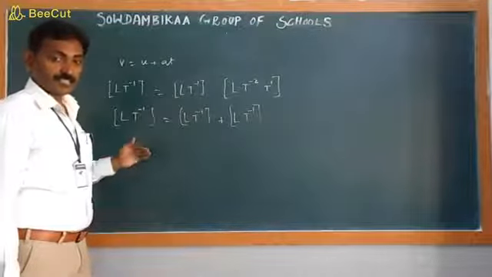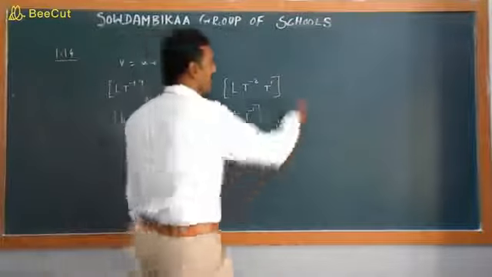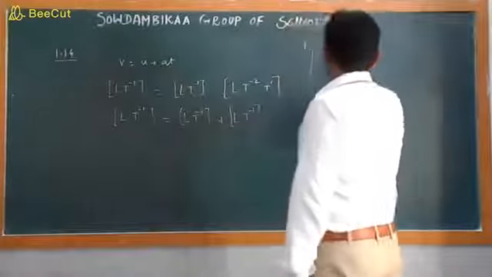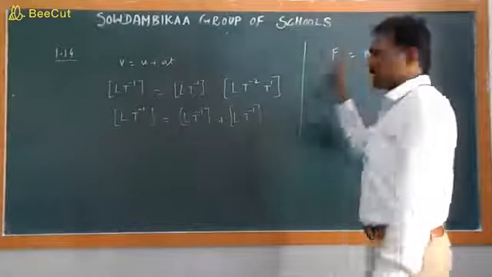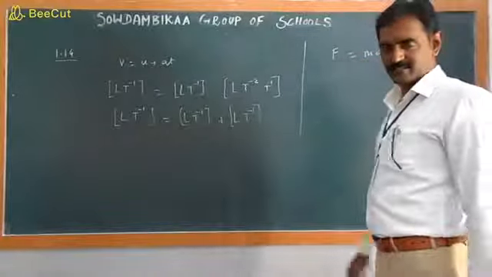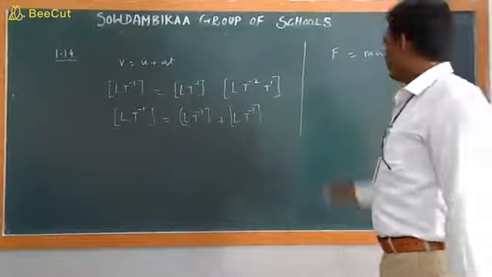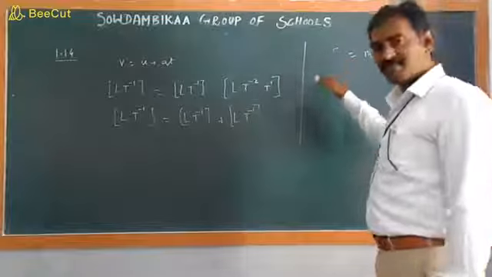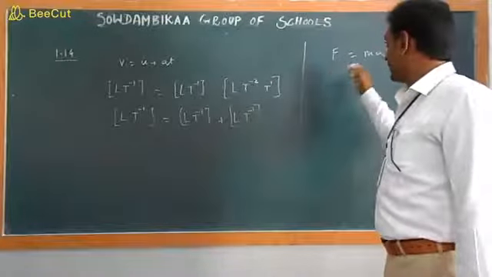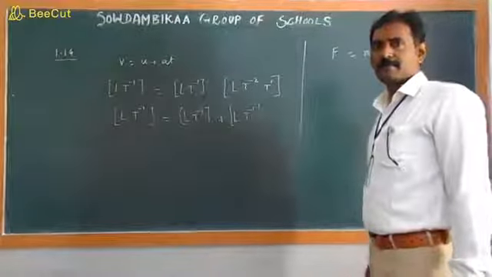Likewise, we may check any one of these equations. Say, for example, F is equal to ma. That is a familiar equation. Force is equal to the product of mass and acceleration. Is this equation correct or not? We may check. How? After substituting the dimensional formula for each physical quantity, if it is equal on both sides, that is dimensionally correct.